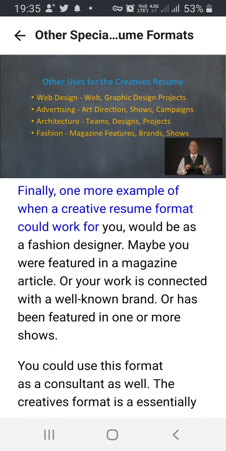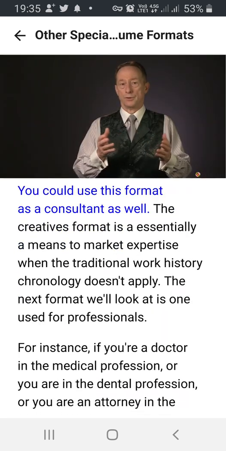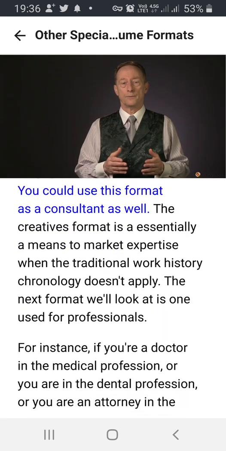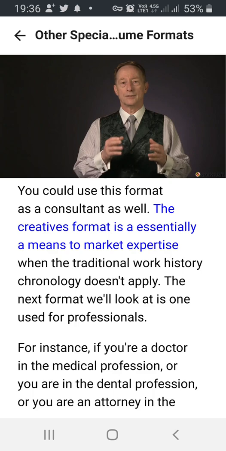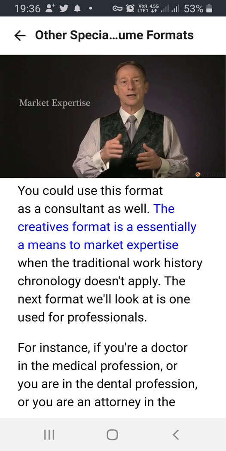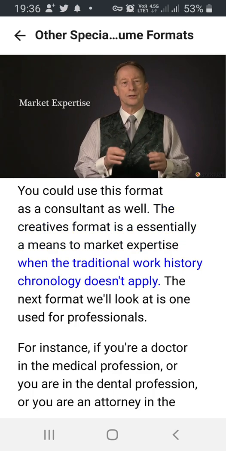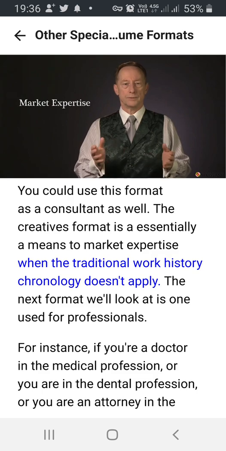Finally, one more example of when a creatives resume format could work for you would be as a fashion designer. Maybe you were featured in a magazine article, or your work is connected with a well-known brand, or has been featured in one or more shows. You could use this format as a consultant as well. The creatives format is essentially a means to market expertise when the traditional work history chronology doesn't apply.